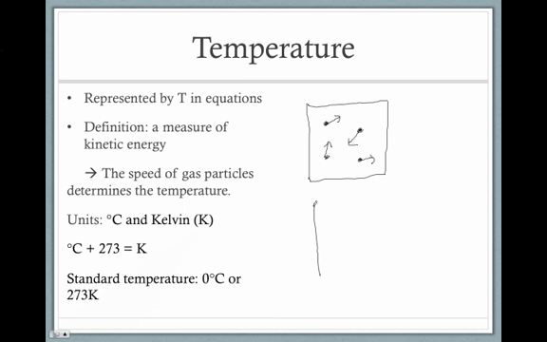If we wanted to increase the temperature of that picture, we would show the same gas particles, but with much longer arrows. So this would indicate that the gas is at a high temperature. And as I said before, we try to make the arrows approximately the same size within that box.